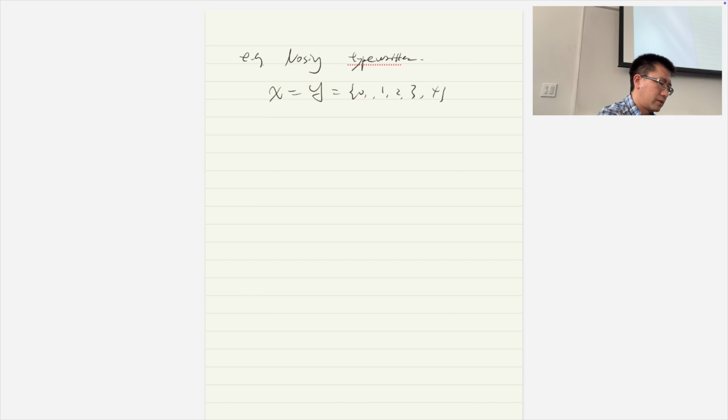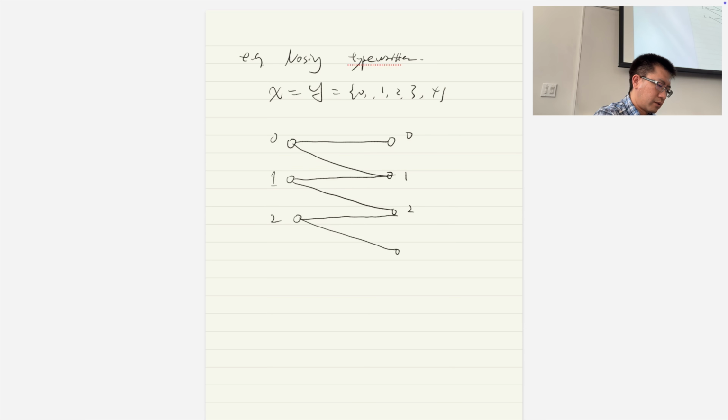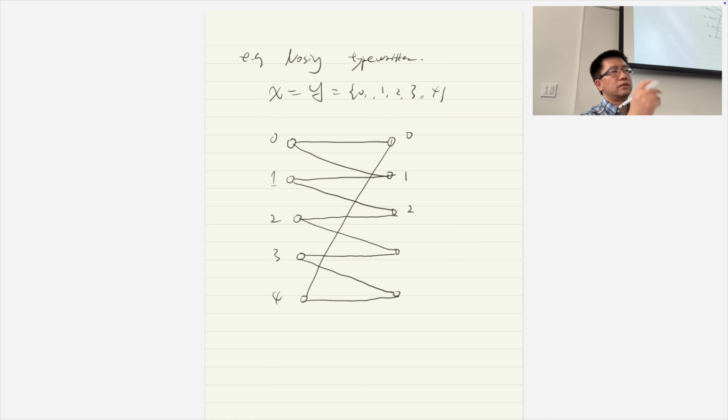And then if it's 0, when we type it, we have some chance to go from 0 to 0, and also some chance from 0 to 1, okay? Or if I have a 1, we do something like that. And if I have 2, then we can do this. If I have 3, we can do this. And similarly for 4. For 4 it is a bit tricky, we have to go back to make it symmetric. So this is a noisy typewriter.